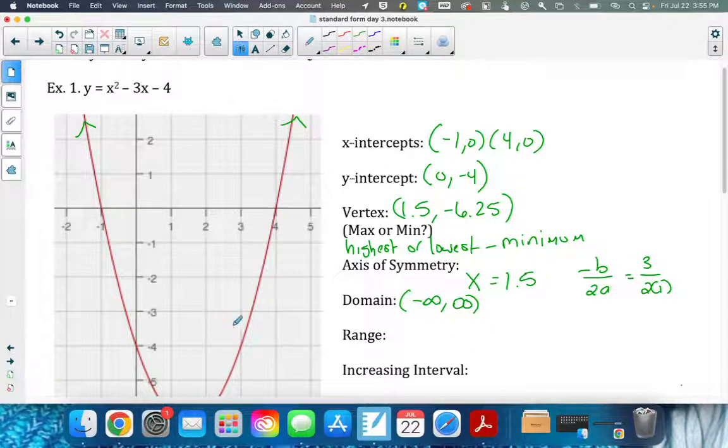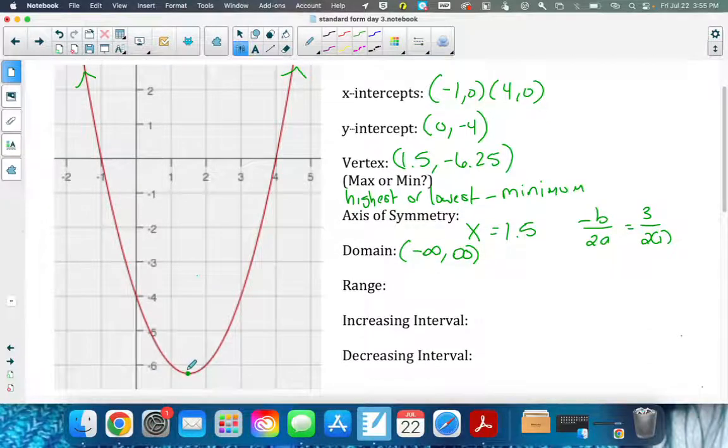The range is based on your vertex. We've talked about that before, and which way the graph is going from there. So the bottom, since we said this was a minimum, the bottom of my graph is that negative 6.25. And it's going up from there. So it goes from negative 6.25 to positive infinity.